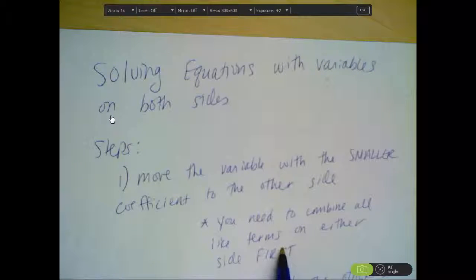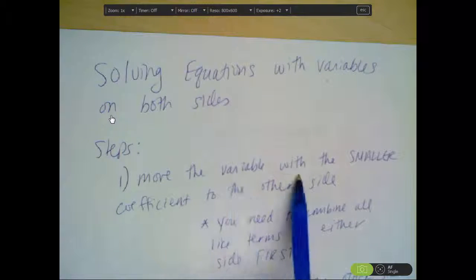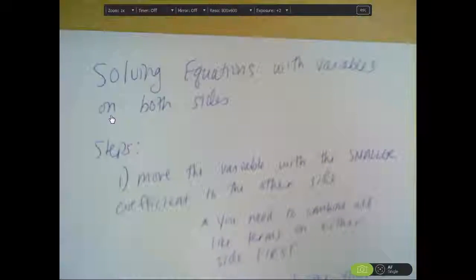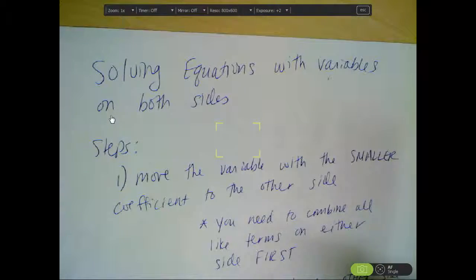So on the left-hand side, distribute and combine like terms. On the right-hand side, distribute and combine like terms. Once that's done, you're going to find the variable that has the smaller coefficient and move that to the other side of the equal sign.